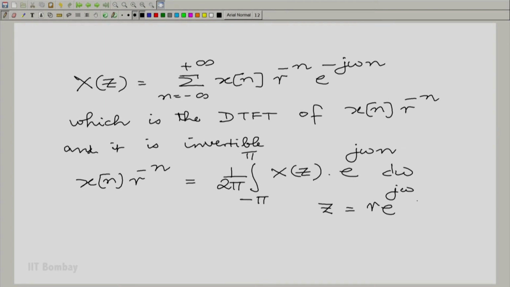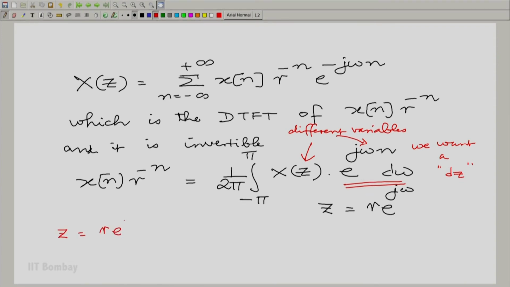And now, you should multiply. So, this integral is on omega, but the variable is z here. That is funny. So, how can I bring the same variable into play? I would like a dz here. And what is z indeed? z is r e raised to the power j omega. So, what would dz be? Remember, it is omega that is changing. So, dz is r j e raised to the power j omega d omega, and therefore, we can write down d omega.